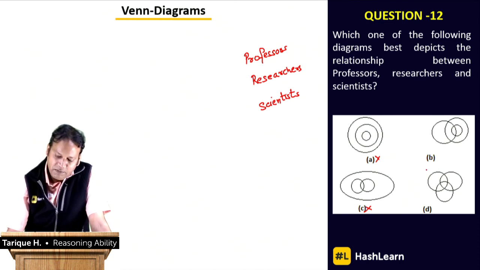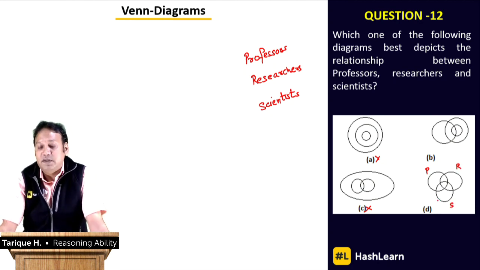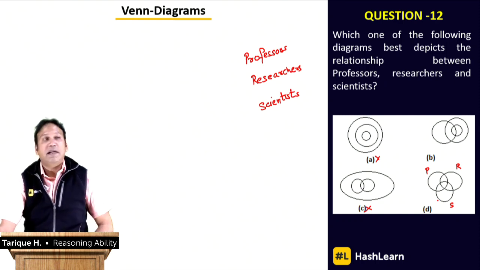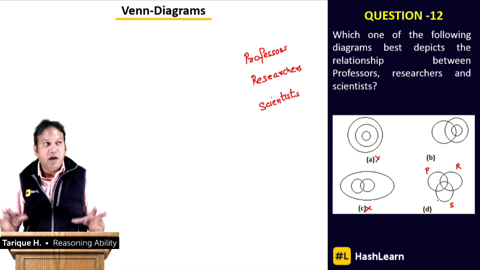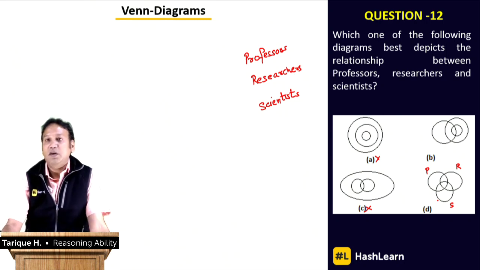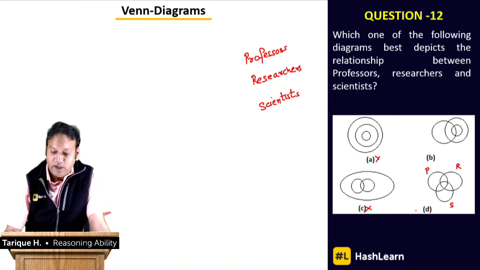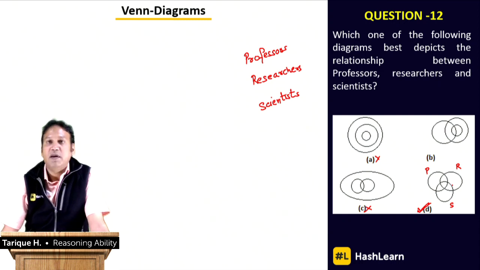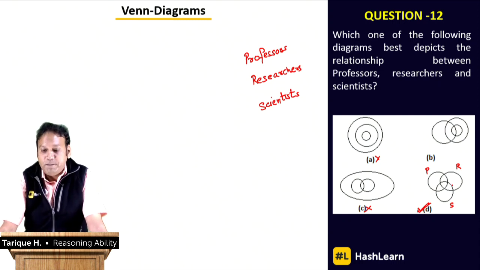The best diagram here would be to say this is professor, this is researcher, this is scientist. Some professors are researchers, some researchers are professors, some researchers are scientists, some scientists are professors. So there's a common area of the three overlapping sets, and that is why the answer for question number 12 has to be answer option D.